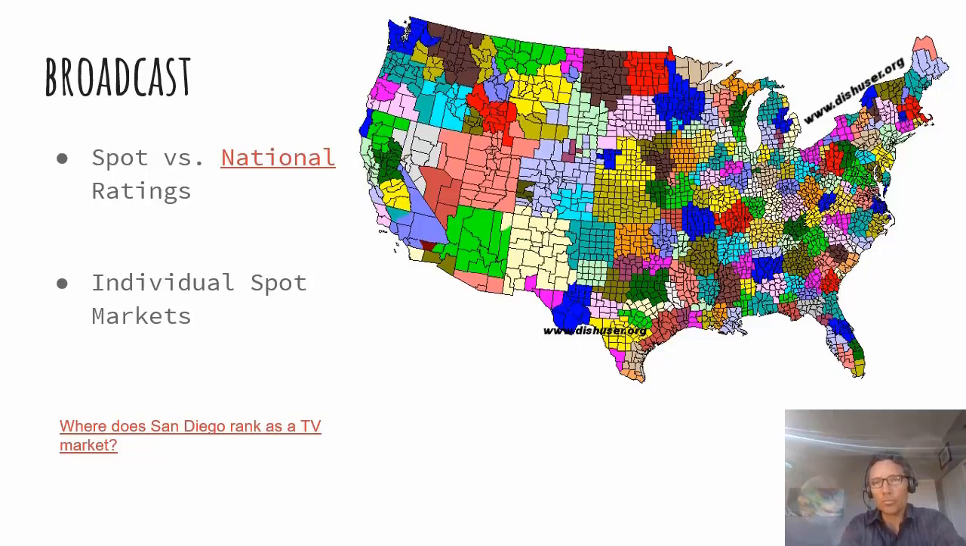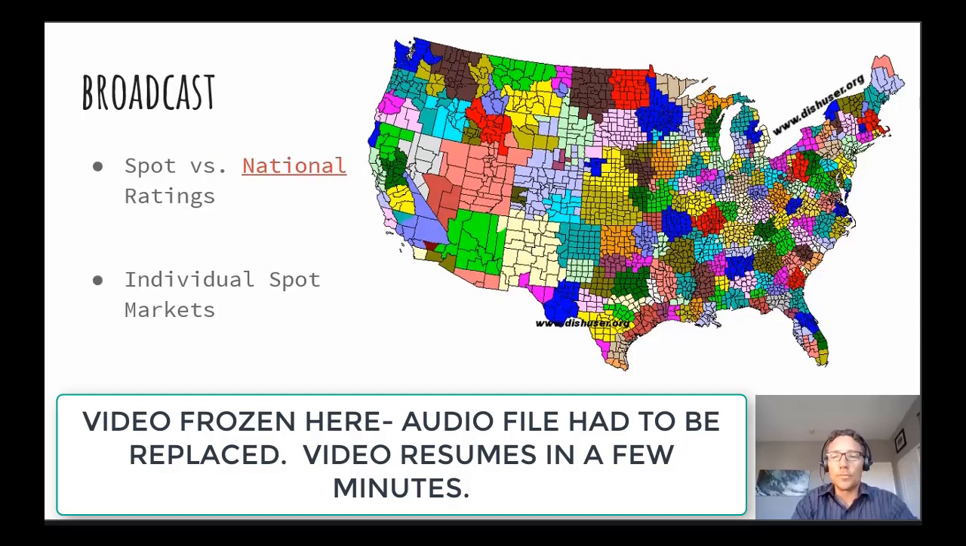When you're an advertiser placing an ad on television, you can decide, do I want it to run in an individual market, what we call a DMA, or do I want it to run nationally across the entire US? So with a spot buy, you're buying individual markets. This map that you see in front of you represents the 215 plus TV markets that there are in the US. And you can go in and buy those individual markets.